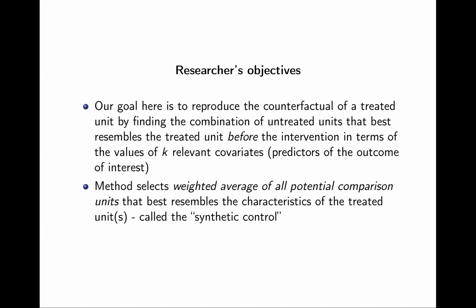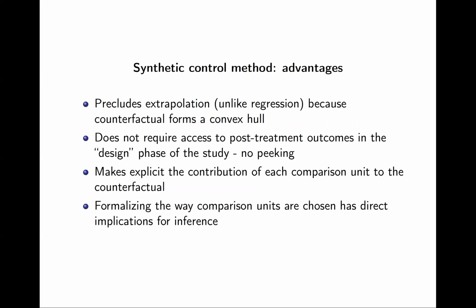Okay, so our goal here, this is your objective, is to reproduce the counterfactual for a treatment unit by finding the combination of control group units, the untreated units, that best resemble your treatment unit prior to the intervention in terms of covariates. These covariates need to be predictors of the outcome of interest, because once you have balance on those covariates between the treatment group and the control group, you're then going to use them to build the counterfactual. The counterfactual, called the synthetic control, is going to be a weighted average where the weights came from that initial first step that I just described. The method is going to calculate an estimated counterfactual that's the weighted average of all potential comparison units that resemble the characteristics of the treatment unit in the pre-treatment period. That's the synthetic control.